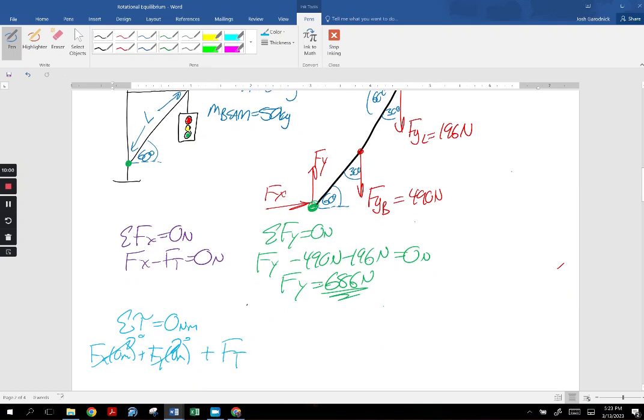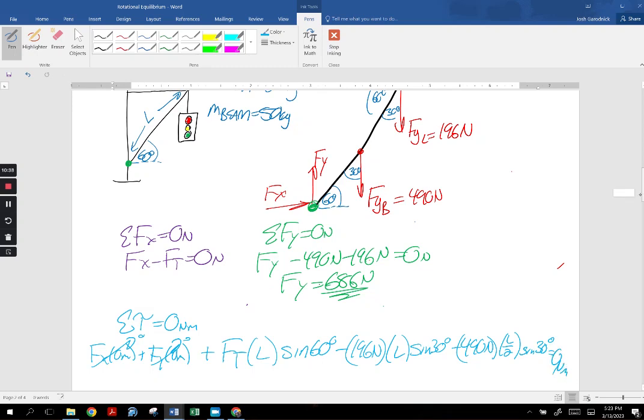Ft acting at a distance L, that's what it says in the picture originally, sine theta. Torque is F R sine theta. Well, the angle is 60 degrees. Minus 196, acting at a distance L. The angle between the force and the beam, or the object of interest, is 30 degrees, so that's going to be sine 30. Minus 490, acting at a distance L over 2, that's where the center of mass is, sine 30 equals 0 Newton meters.